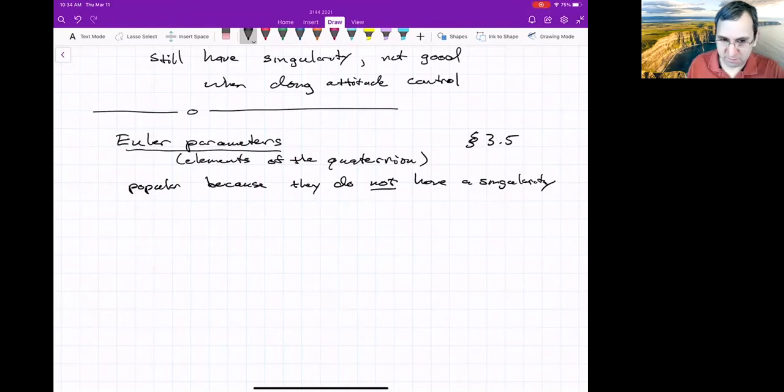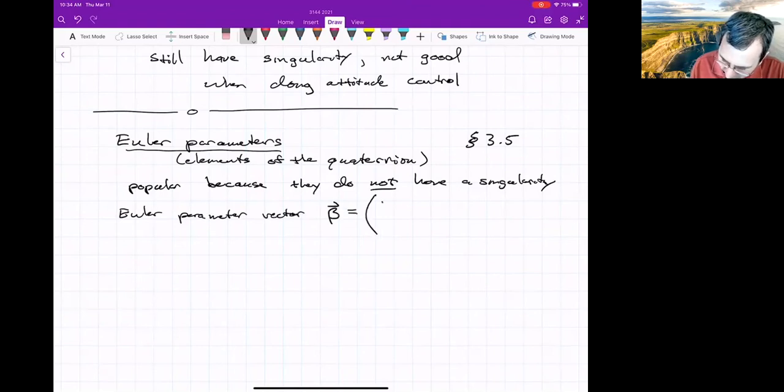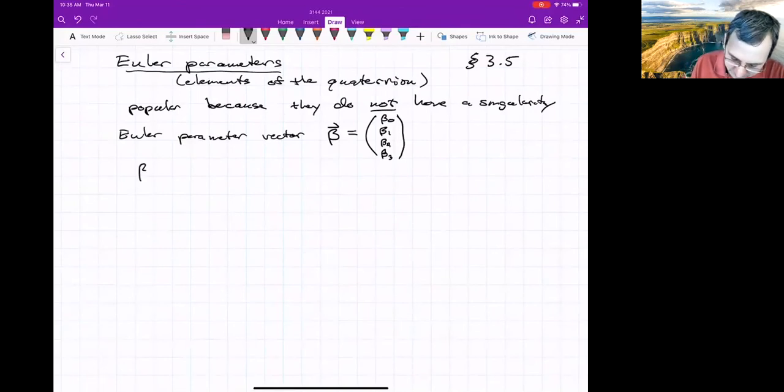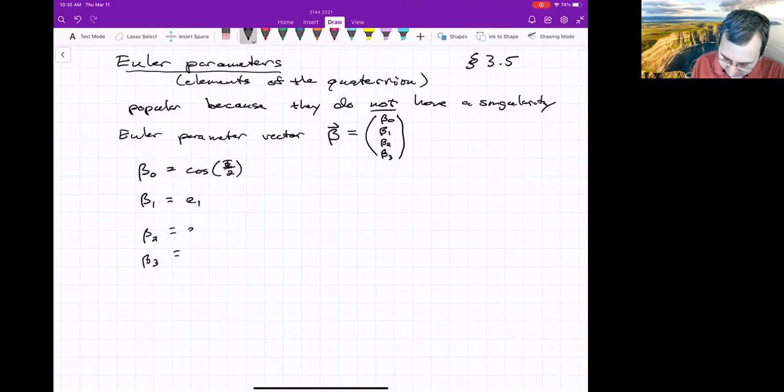We could define an Euler parameter vector. The Euler parameter vector beta has elements: the first element is called beta naught, and then beta 1, beta 2, beta 3. This may differ from how other books describe quaternions. Sometimes quaternions do it differently, but this is how the book does it, and that's what we're going to follow. They're defined as beta naught is cosine of phi divided by 2, and then beta 1, beta 2, beta 3 are E1, E2, E3 times sine of phi over 2. So that's how they're defined.